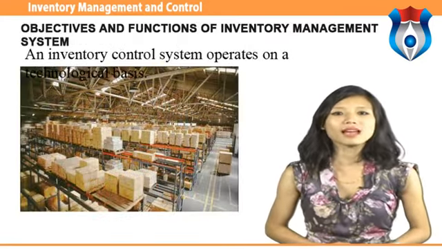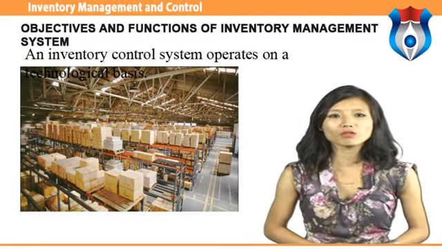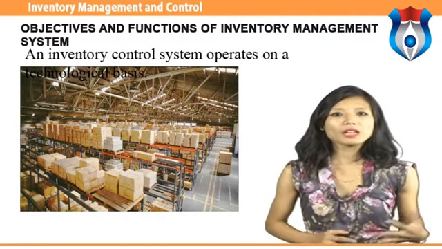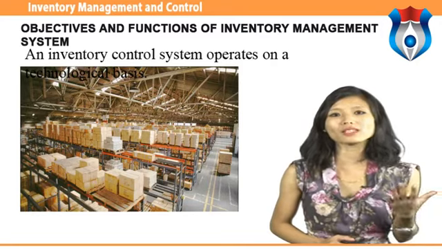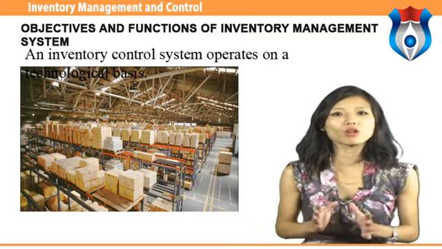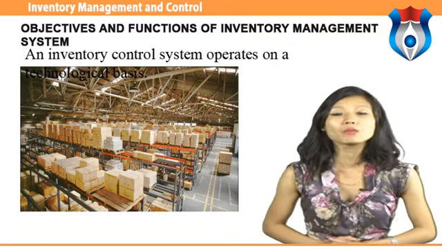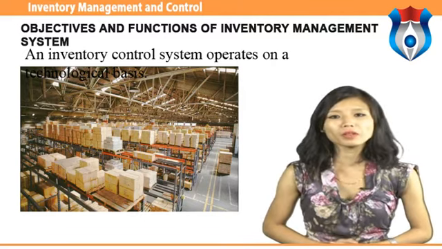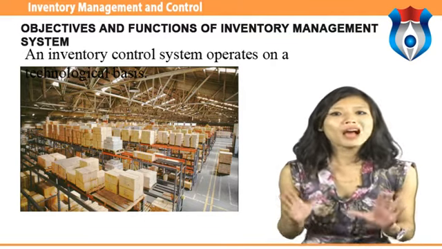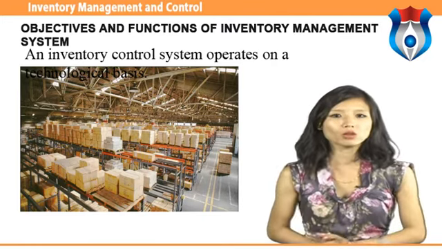Let us now understand the objectives and function of inventory management system. An inventory control system operates on a technological basis. It updates automatically every time an item is scanned and removed from the inventory, so the employer knows how much is on location at all times.